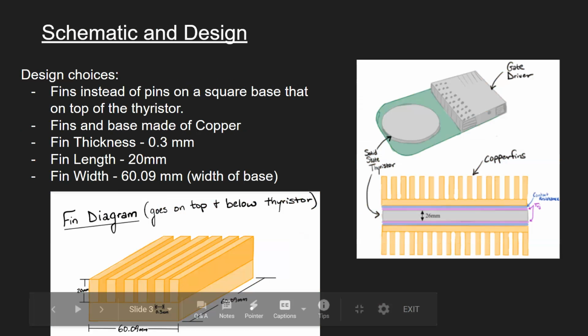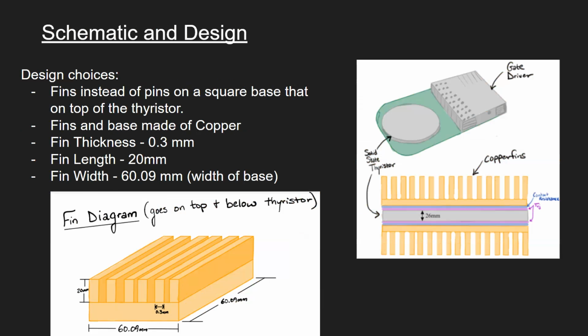We decided to go with a flat fin design instead of a pin fin design. We chose a flat fin due to its increased surface area and stronger design, especially when paired with a uniform air convection. As shown here, the base and the fins are both made of copper and are attached to the thyristor. The fin parameters we set were 0.3 millimeters thick, with the width of the base being 60.09 millimeters and the length of 20 millimeters. We chose copper because it has a high thermal conductivity and is a relatively cheap and easy to come across material. That being said, copper also has a high resistance to erosion, making it very durable.